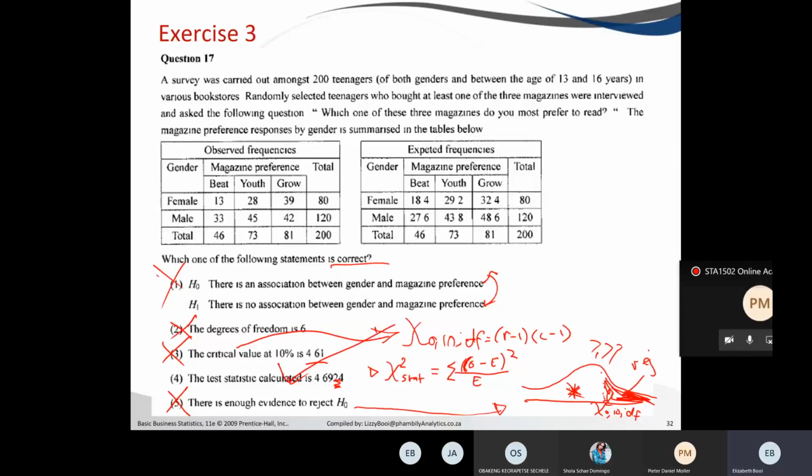So only option number 4, that was just the typing error of the numbers. But option number 4 will be the correct one. Okay, and that concludes today's session.